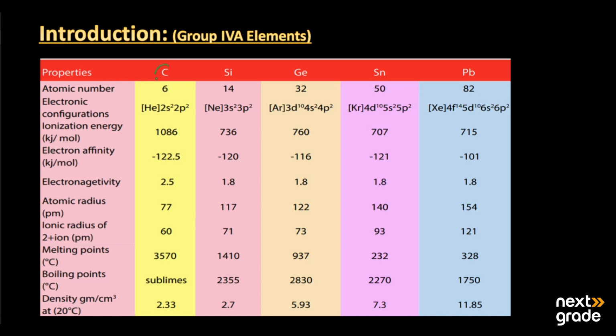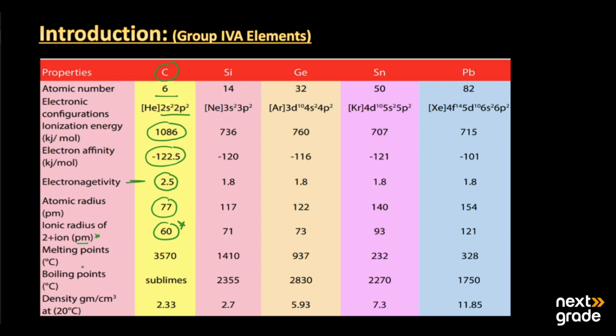The first element of group 4A is carbon. Its atomic number is 6. The valence shell electronic configuration is 2s2 2p2. Ionization energy is high, that is 1086. Electron affinity is negative, -122.5. Electronegativity is 2.5, which is its ability to attract the shared pair of electrons towards itself. Its atomic radius is 77, and its ionic radius is 60 picometers.